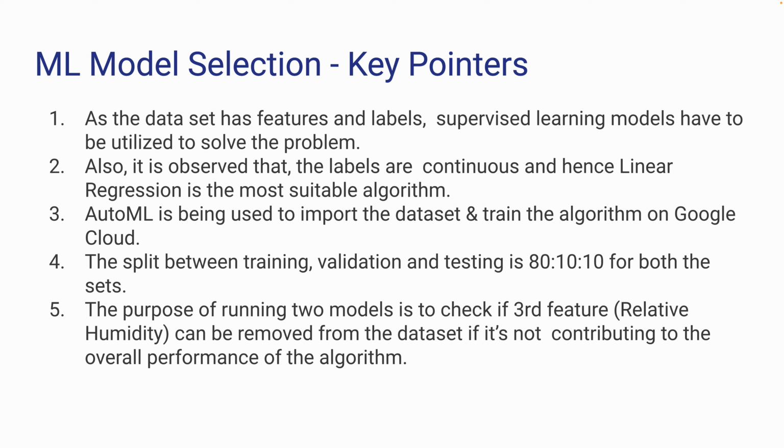within supervised learning. I have chosen to use AutoML on Google Cloud, and I've imported this data set and used AutoML to create the pipeline. The split between training, testing and validation is 80, 10 and 10. And like I explained earlier, the purpose is to check if we can remove the non-contributing feature from the algorithm.